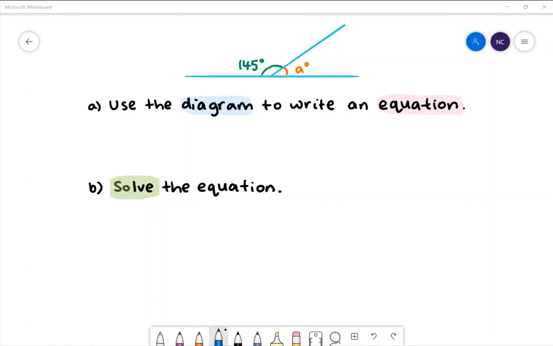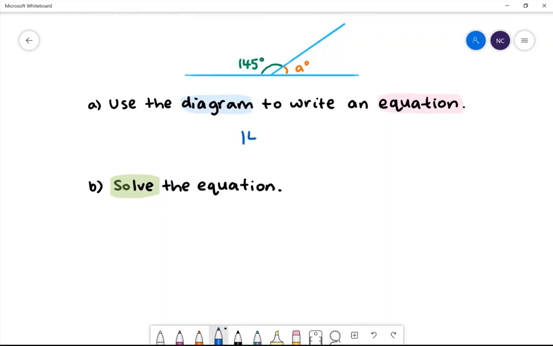The angles of a straight line add up to 180 degrees, so our equation becomes 145 plus A equals 180. B, solve the equation. We want to solve the equation 145 plus A equals 180 degrees.